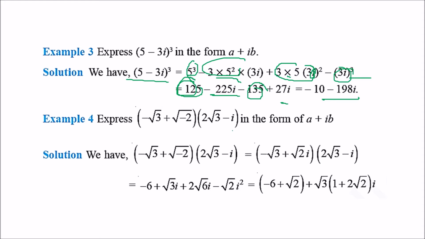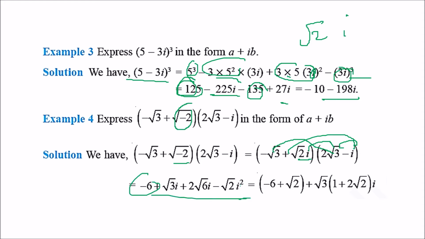Here, something is different. This is under root minus 2. So you have to write this under root minus 2 as under root 2 and i, under root 2i. Now multiply this by this, this by this, this by this, this by this. So you'll get these terms. Combine these two, because this i square is going to be anyway minus 1. These two will be minus 6 plus 2, 2, and these two terms, root 3, 1 plus 2 root 2i.